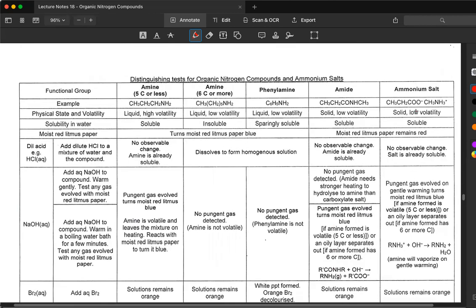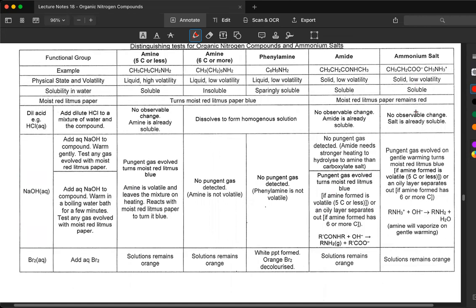For ammonium salt, both are actually not going to turn litmus paper. They are not really that alkaline. It's neutral actually. There will be a pungent gas if you heat or just add sodium hydroxide to it. You'll release the amine back. Yeah, the amine will be released.